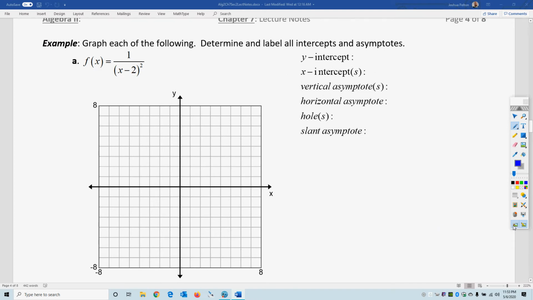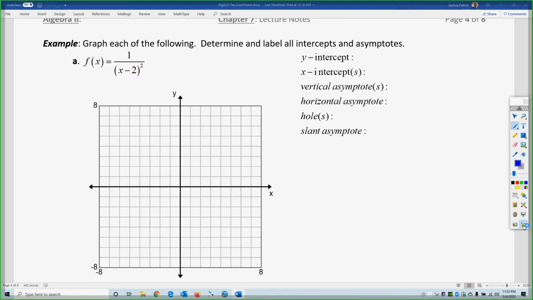Okay, so for our first problem here, we have the denominator larger than the numerator as far as the power. So let's go through the process of graphing this function.